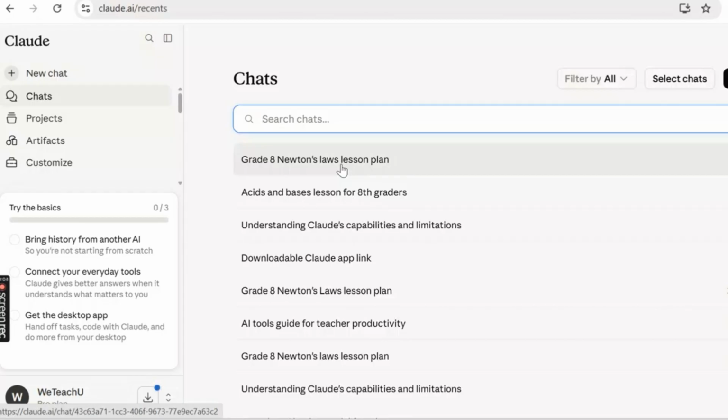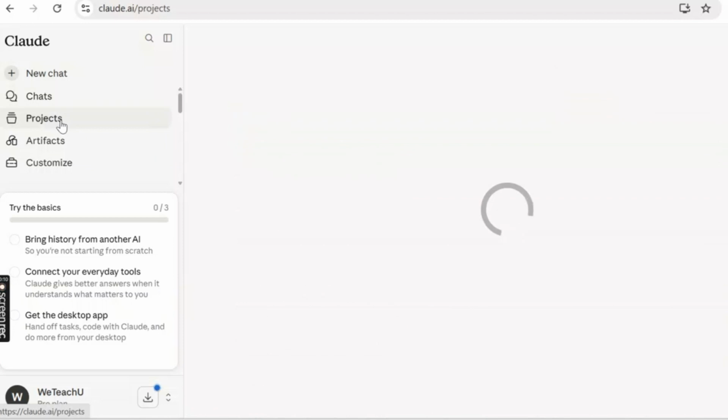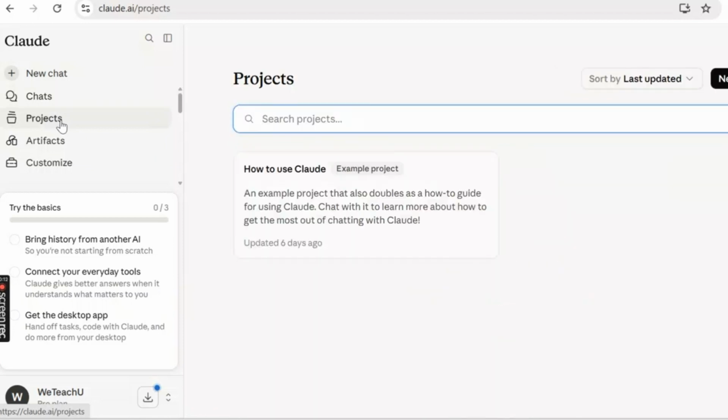This shows all of my recent conversations. I can also create projects here, which is a feature we'll dedicate a whole chapter to. But we'll think of a project as a dedicated workspace for one subject, one class, or one ongoing task. For example, grade 8 physics class. Claude remembers everything inside it.